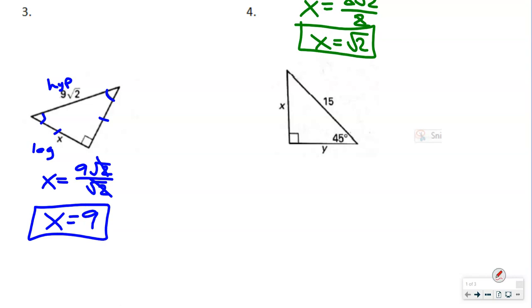So as we're doing these, pause the video, try and figure them out on your own, and then come back and solve. Or come back and see how we did.